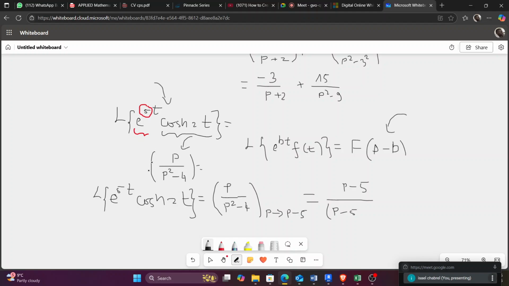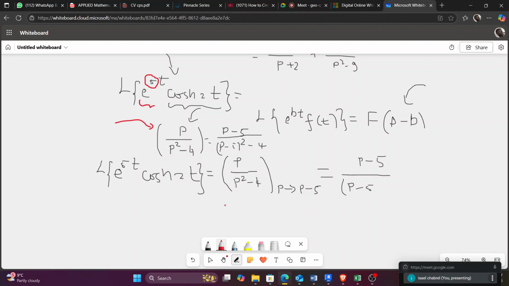Wherever you have a P, you substitute by P minus B, where B is the exponential on top of E here. Like here, what I meant is, this is P, right? It is P over P square minus 4. So because I have P, I will substitute by what? P minus 5. Because down here, I also have P, I will have P minus 5 square minus 4. Now, I want to recap to avoid confusion. This is how you solve it.